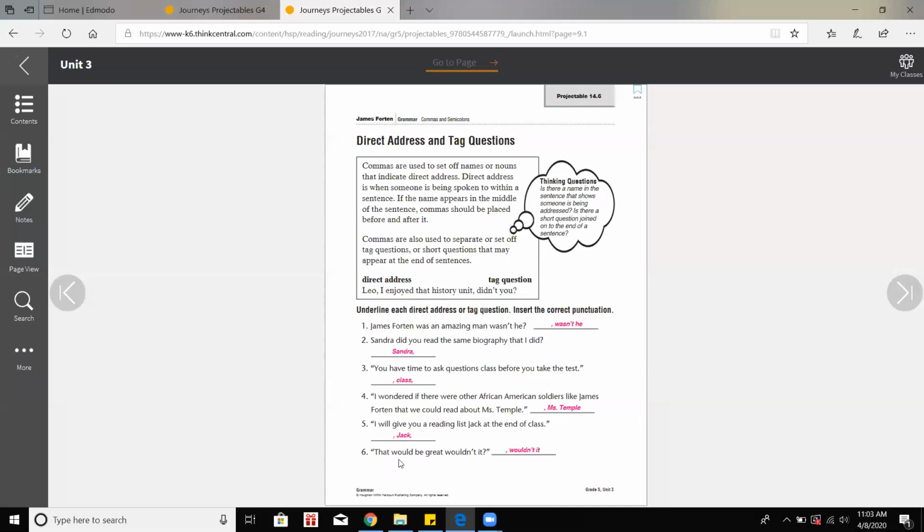Number 6, that would be great, wouldn't it? So you have your tag question, wouldn't it? Put the comma before the tag question. Okay, so I hope that you understood all of the points in here in using commas.